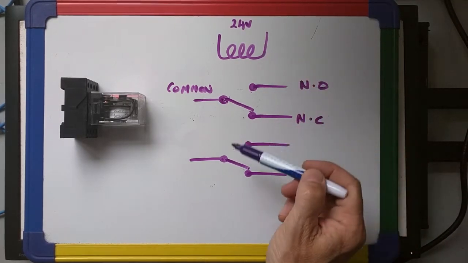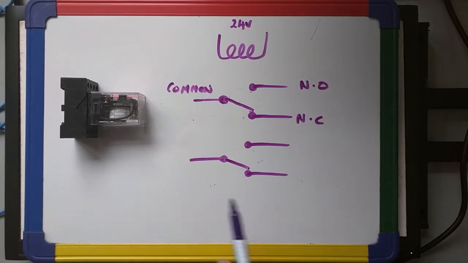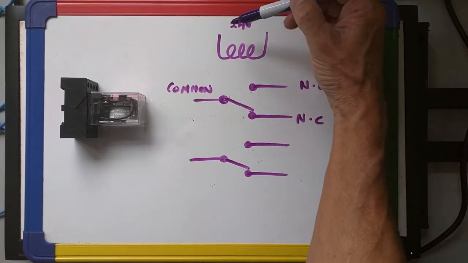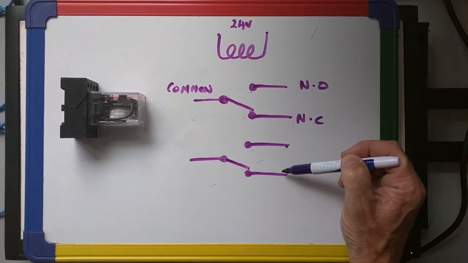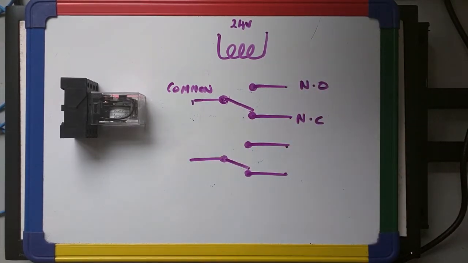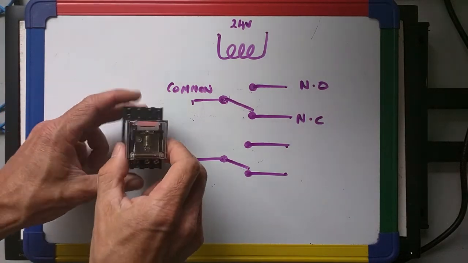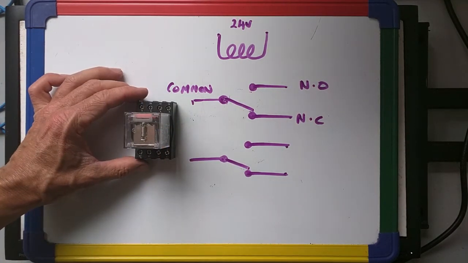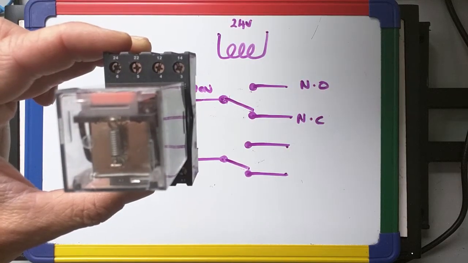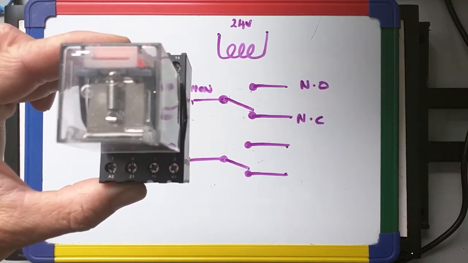So one coil, two sets of changeover contacts. That means that our relay must have 1, 2, 3, 4, 5, 6, 7, 8 connection points. And sure enough, you can see those 8 screw connection points here. We've got 4 along the top, 4 along the bottom.